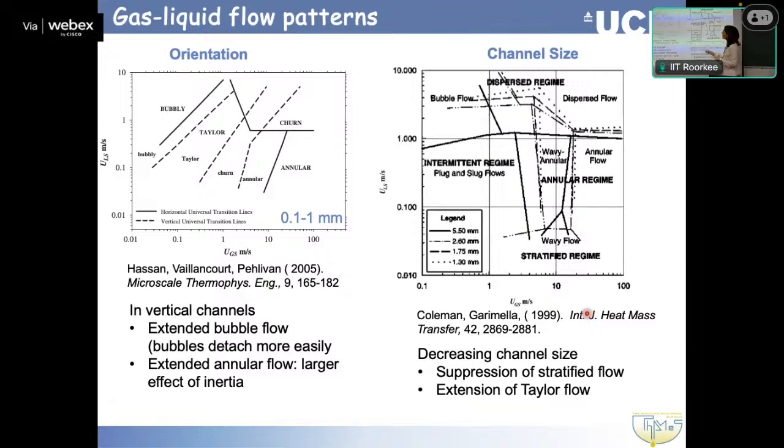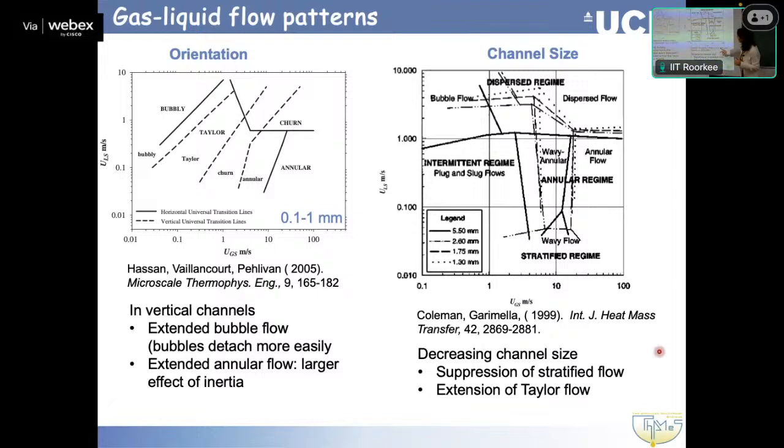Okay. And this is the, let's say, straightforward flow pattern map where we have the superficial gas and the superficial liquid velocities. And this paper, a very nice paper by Coleman and Garimella, what they try to do is to explore the effect of the channel size on the flow patterns. This is in a way scale up. When we do scale up, that's what we want to do, to change the channel size and still be able to predict what will happen.